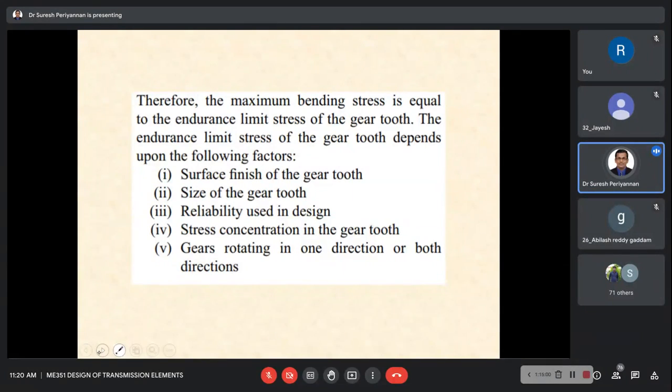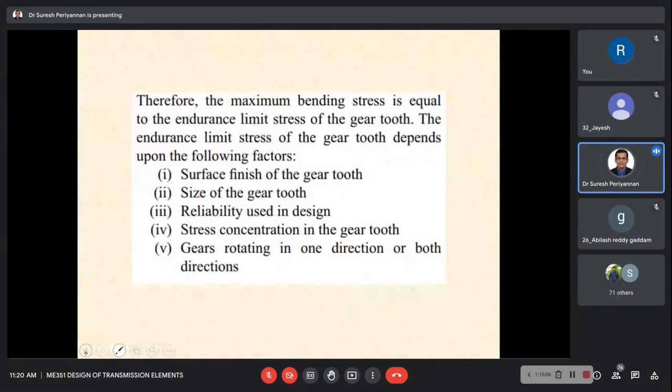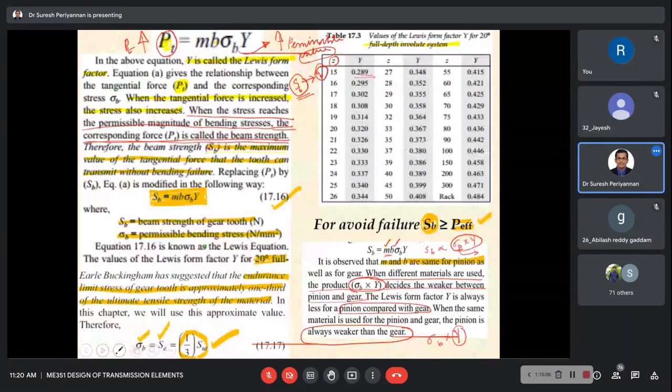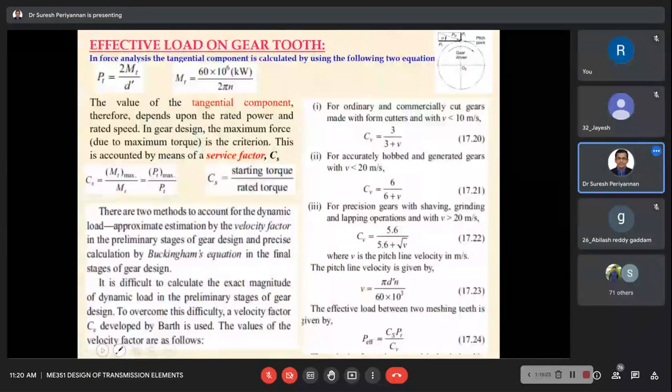Okay, now I come to the effective load calculation, the effective load on the gear tooth. Earlier we discussed the bending strength SB, and we know how it came, but it must be greater than or equal to the effective load. Now, what is the effective load? We never discussed that. Now we will discuss it.